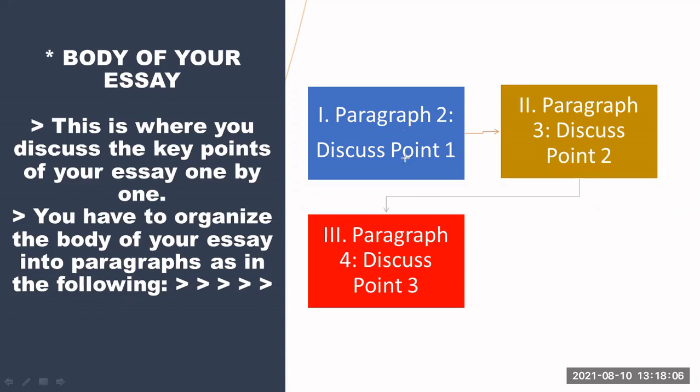You can see in paragraph 2, you discuss point 1. I showed you the outline. We have already in our outline, our first point is lack of refuse disposal system. This problem is one of the major causes of environmental pollution in the community. So we want to discuss this in paragraph 2. Then in paragraph 3, we discuss point 2. And in our point 2, we are talking about lack of proper drainage channels. Then in paragraph 4, we discuss point 3.